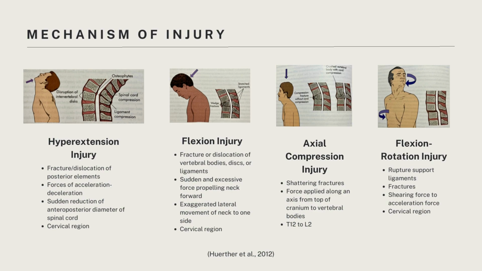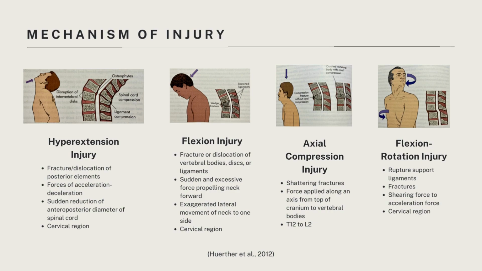The next is flexion injury, which is the opposite of hyperextension injury, which is caused when the cervical region is overflexed or has a sudden and excessive force to one side. This results in fracture or dislocation of vertebral bodies, discs, and ligaments, and is most common in the cervical area.